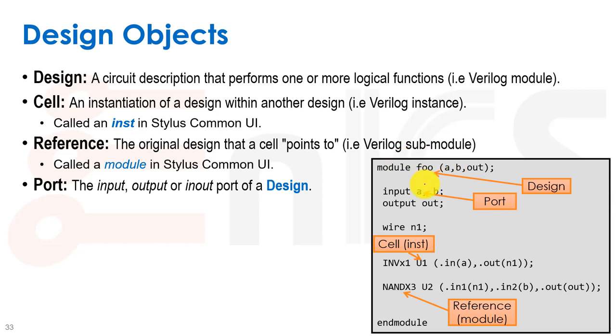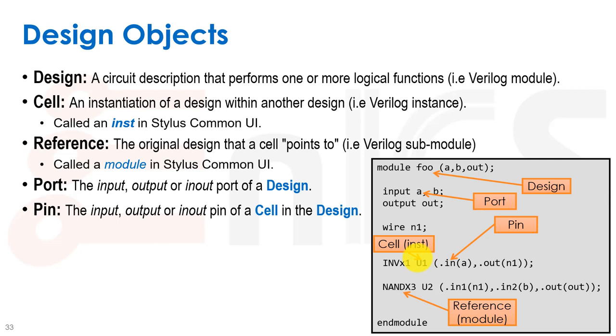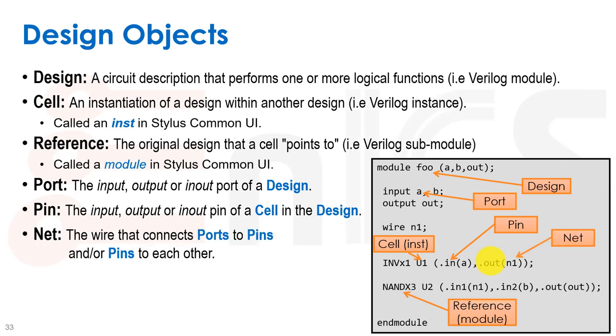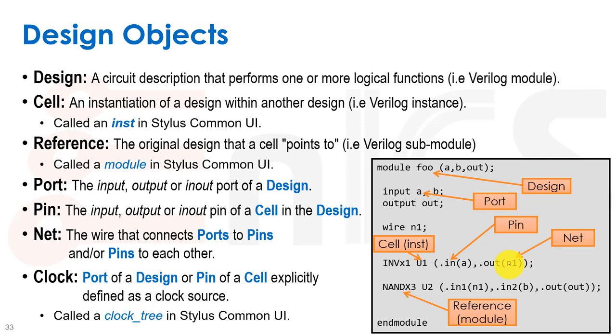Okay, when we are looking at the scope, the primary inputs and outputs of this scope, of this design, are called ports. So the ports of module foo are A, B, and out. However, if we look inside an instantiation such as U1, U1 is not in our scope. It's a sub-instance of our scope. So the ports of U1, of this inverter, are called pins in this case. In and out are the pins of this U1 instance. N1, the wires of the design, is called a net. And finally, we have a special net that's called a clock. We also call it a clock tree in Cadence, and we'll discuss clocks often.